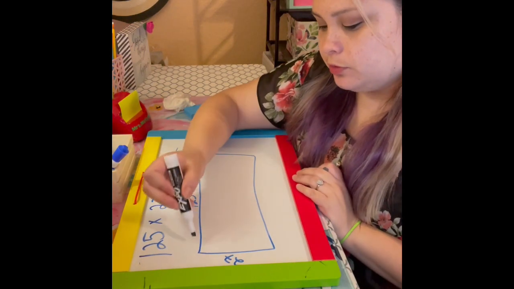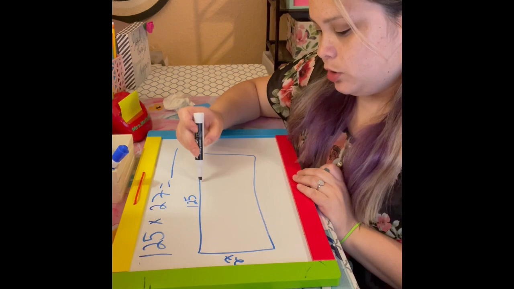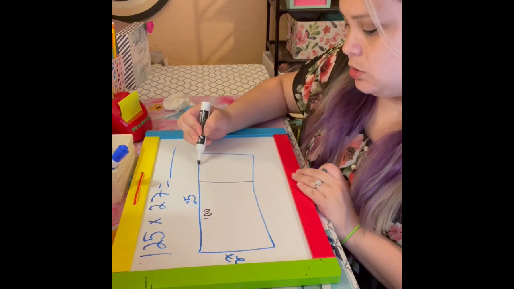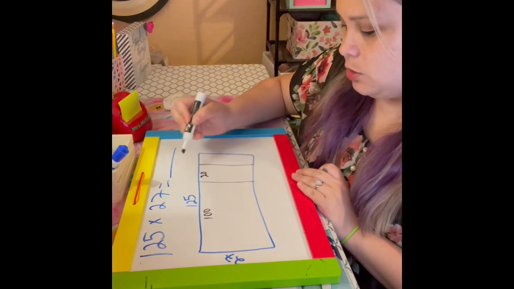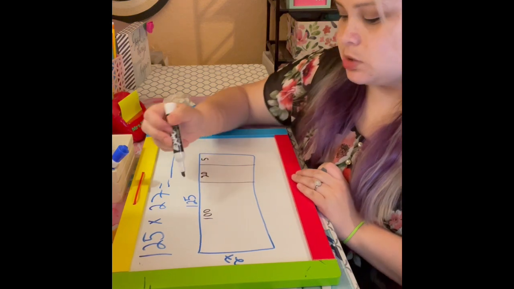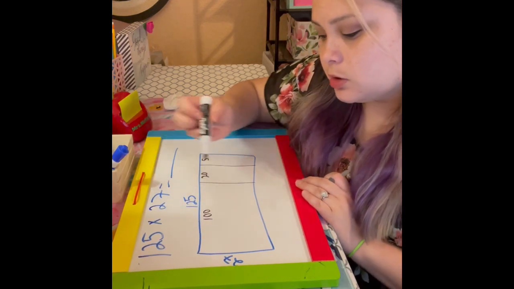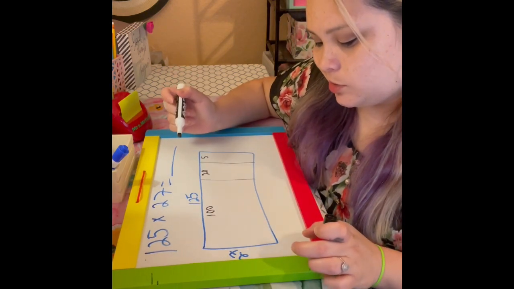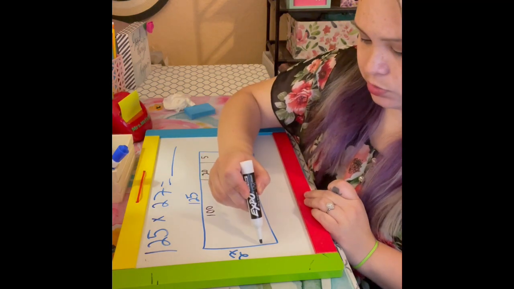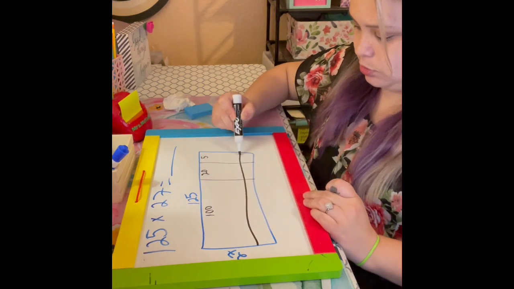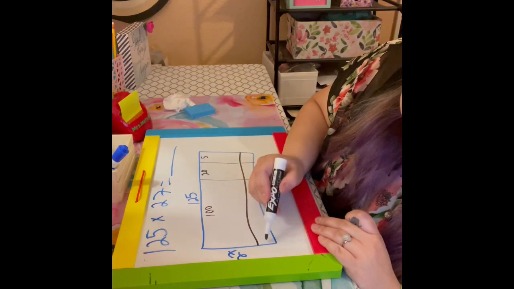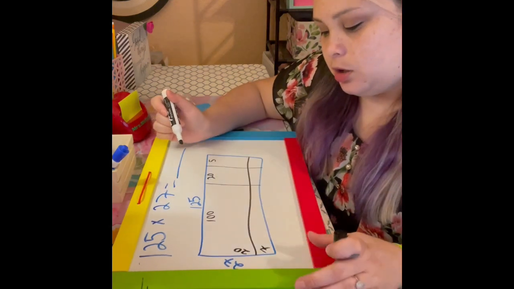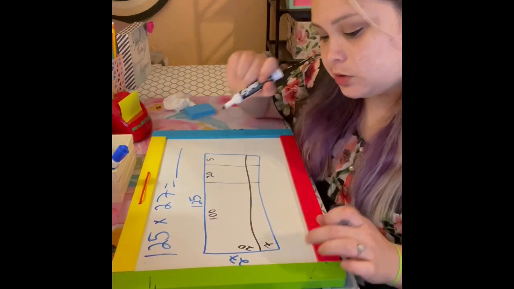For 125, we're going to break it off into 100, which is going to be over here, the 20, which is going to be over here, and then the 5 over here. So that's this side broken down. The next side is going to be the 27, and we are going to break that down into 20 and 7. So the 7 is going to run across the bottom here, and the 20 is going to be this number up here. So now we just need to start figuring out these numbers.